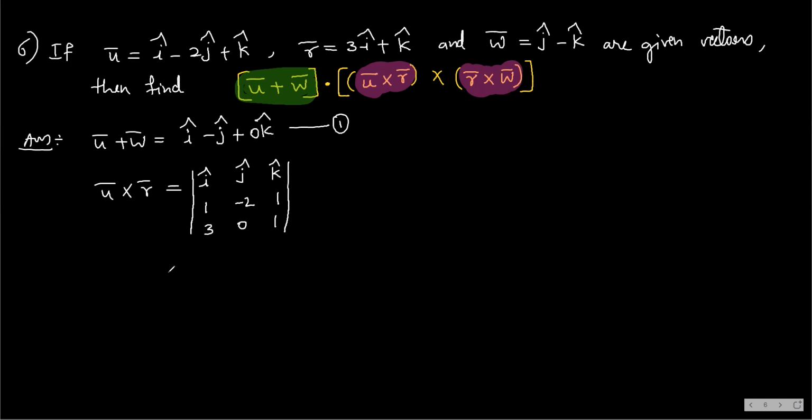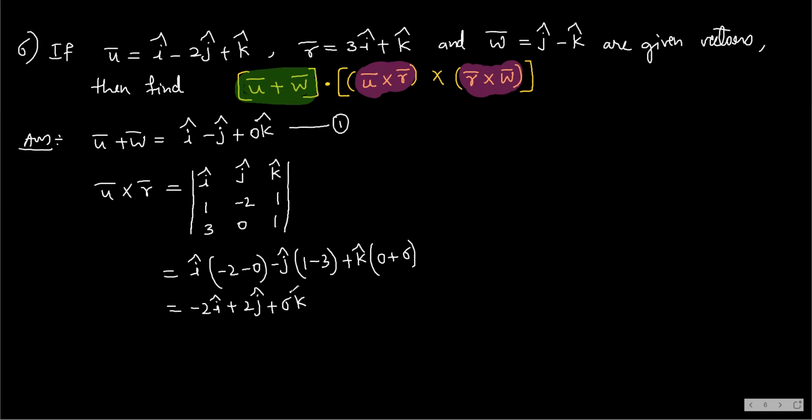I will calculate this. So this gets me i cap into minus 2 minus 0, minus j cap into 1 minus 3, plus k cap into 0 minus of minus 6, that is 0 plus 6. So what I get is minus 2 i cap plus 2 j cap plus 6 k cap. This is u bar cross r bar. This is number 2 that I got.